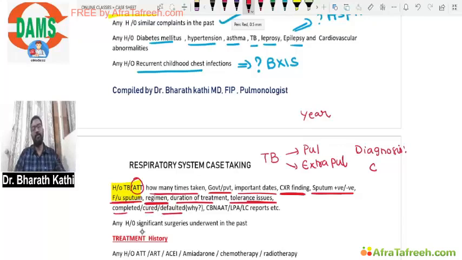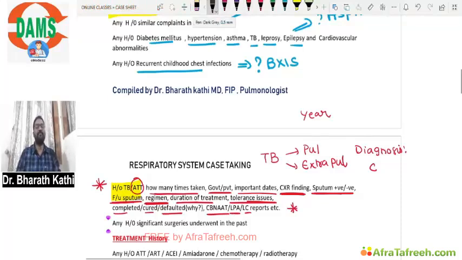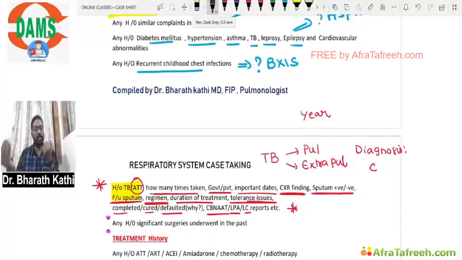If you say the patient has not taken the treatment properly, that is not the right way to answer. So why did he not take it? Was there any tolerance issue? Was there any program issue? And if possible, you have to document all his CBNAAT, LPA, liquid culture reports. Especially when you say past history of TB is present, don't run away by saying past history of TB is present. So how was it diagnosed? Was it pulmonary TB or extrapulmonary TB? Sputum positive or negative? What was the chest X-ray finding if available?